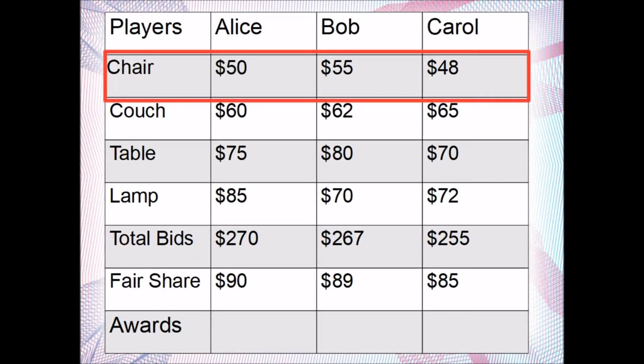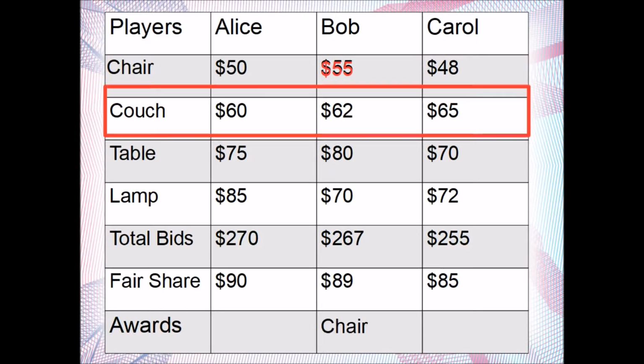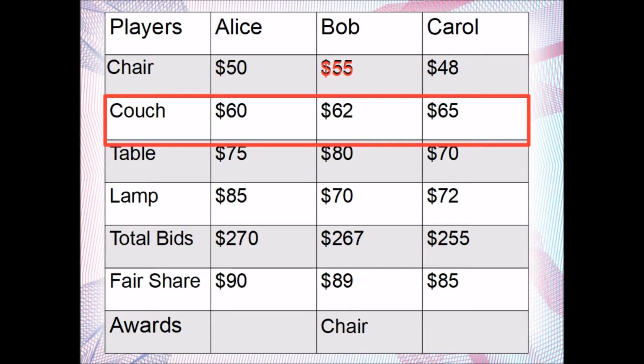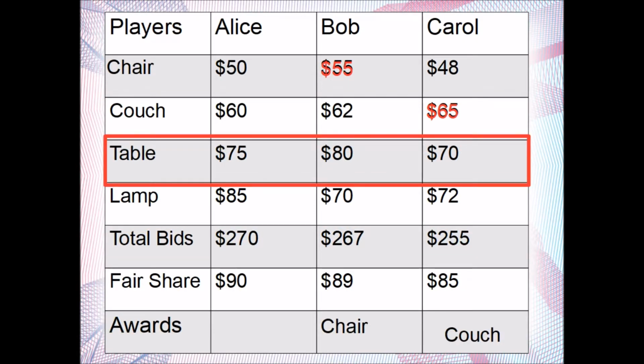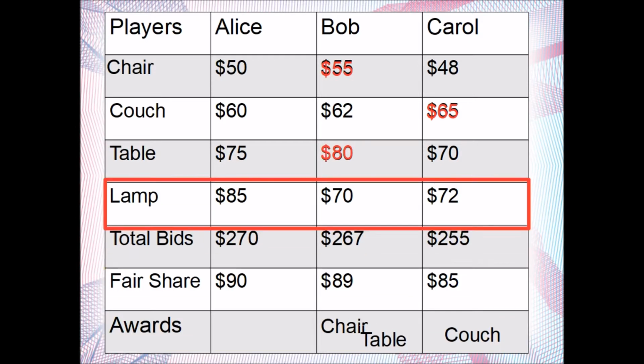Who bid highest on the chair? Well, Bob did. So since Bob bid highest on the chair, he is going to win the chair. Now we move on to the couch. So once again, we ask the question, who bid highest on the couch? Well, Carol did. So Carol is going to win the couch. Onto the table, we can see that Bob bid highest on the table, so Bob will win the table. And the lamp, Alice bid highest on the lamp, so Alice wins the lamp.